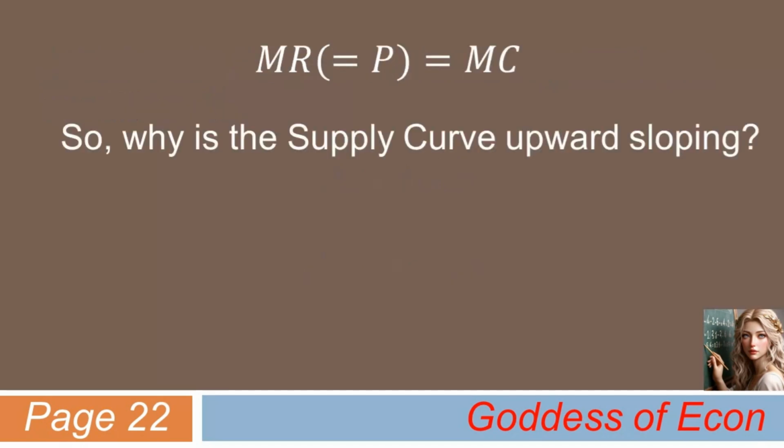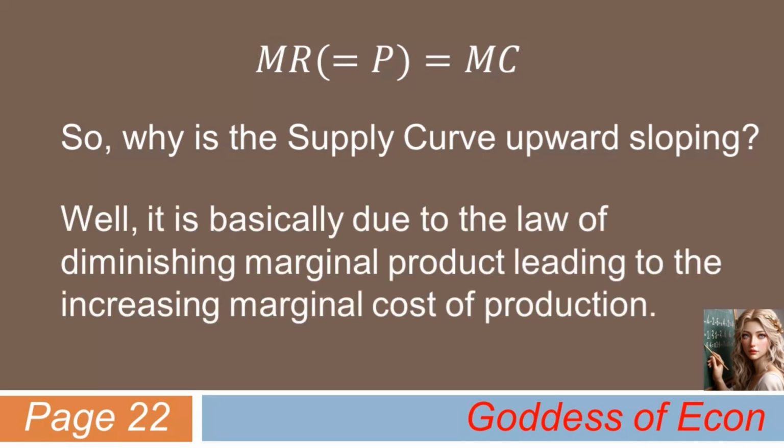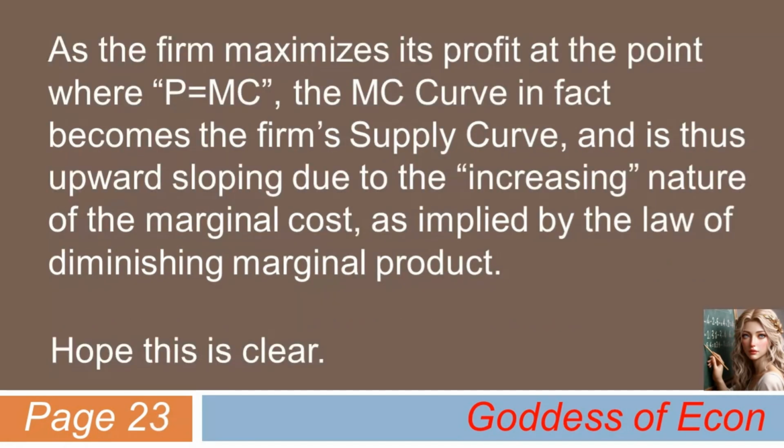So in summary, if someone asks, why is the supply curve upward sloping? Then you can intellectually answer his or her question by saying, well, it is basically due to the law of diminishing marginal product leading to the increasing marginal cost of production. As the firm maximizes its profit to the point where price equals marginal cost, the marginal cost curve in fact becomes the firm's supply curve, which is upward sloping due to the increasing nature of the marginal cost, as implied by the law of diminishing marginal product.